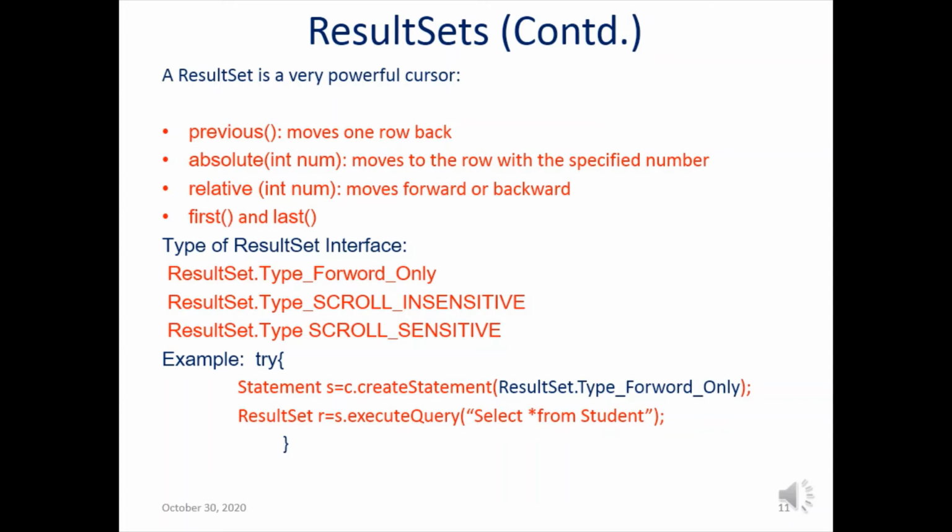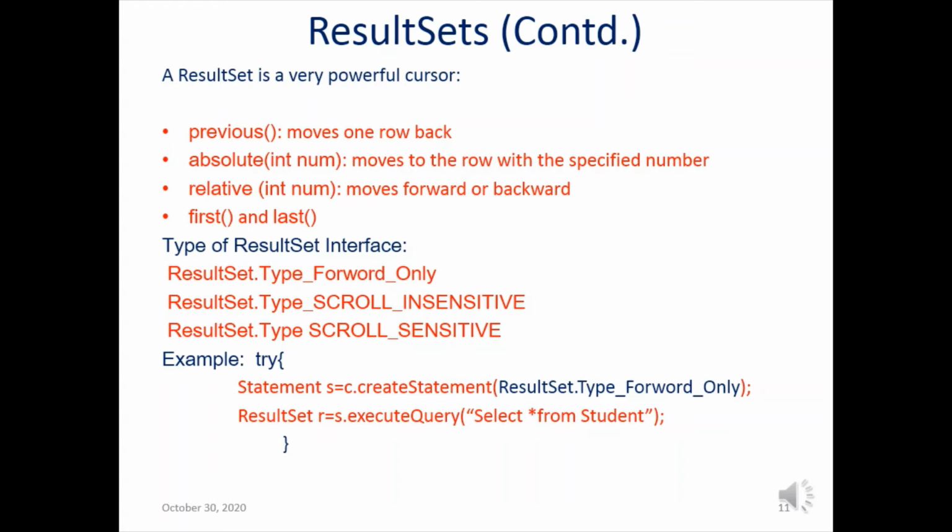The relative method moves the cursor in the forward direction as well as the backward direction by passing an argument to the relative method. The first method is always going to point to the first row of the table. The last method is always going to point to the last row of the table.